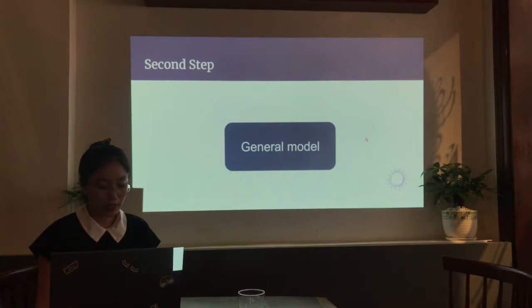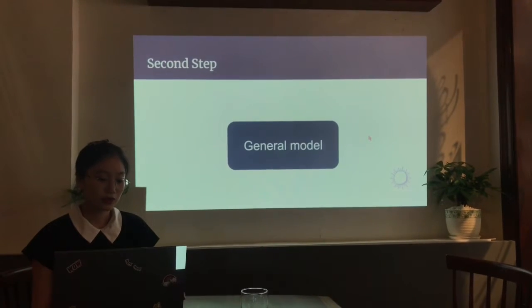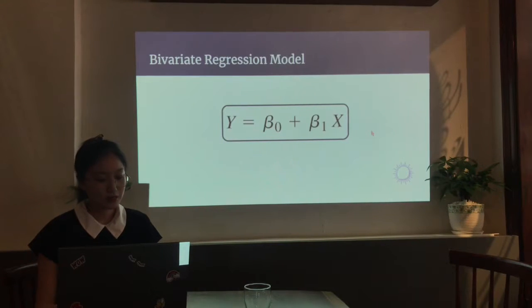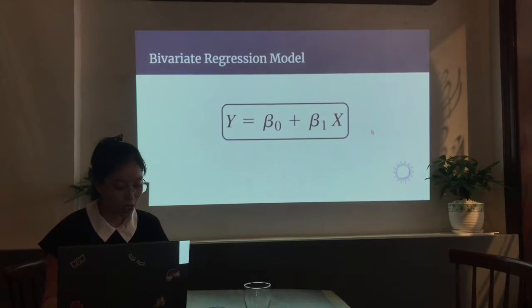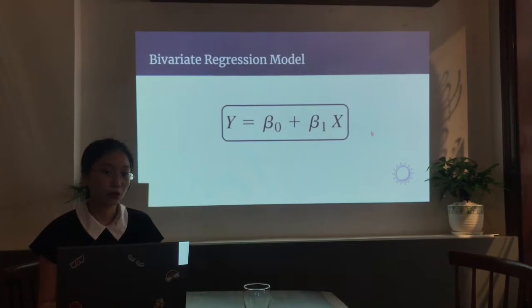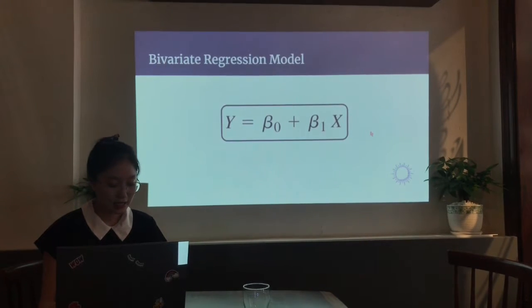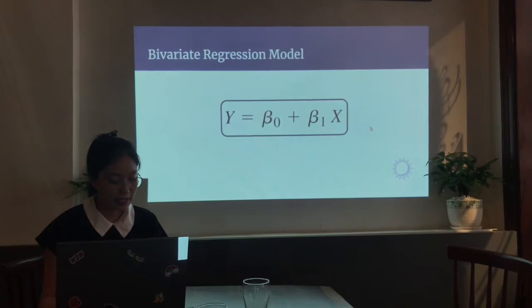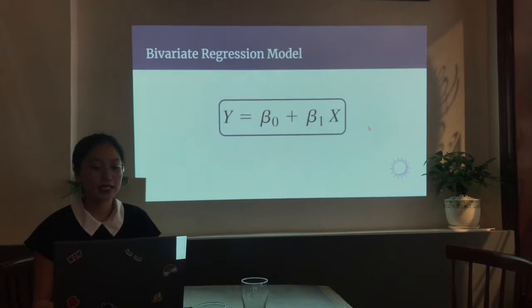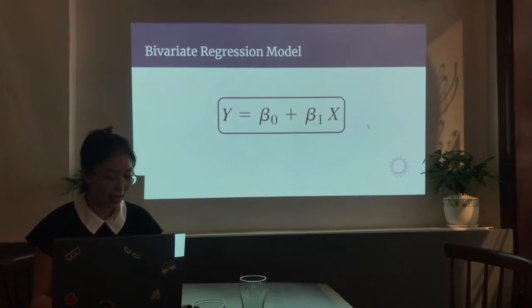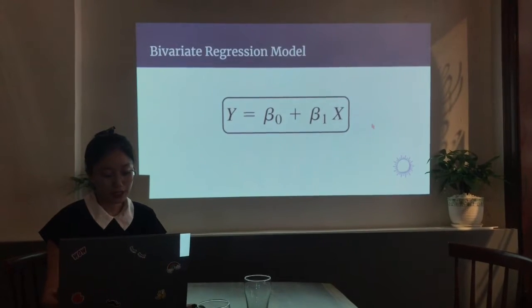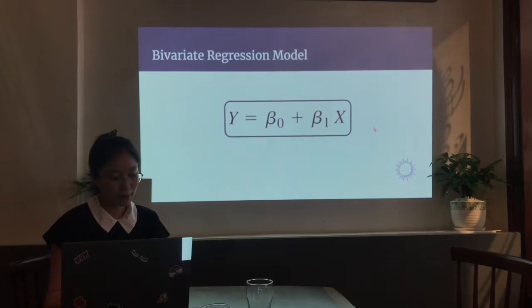We will now formulate the bivariate regression model. The bivariate regression model has this formula, where Y is the dependent variable, X is the independent variable, beta 1 is the slope, and beta 0 is the intercept. According to this model, the value of Y can be perfectly predicted.